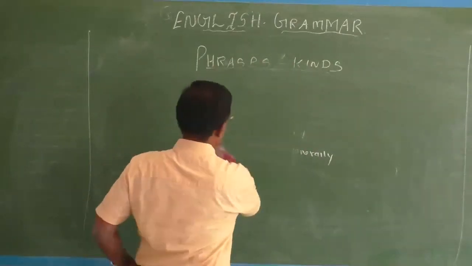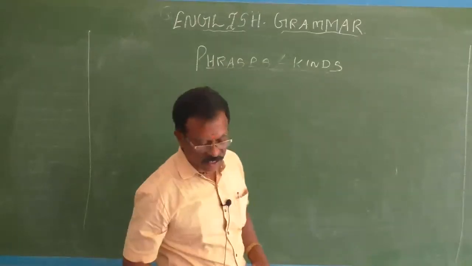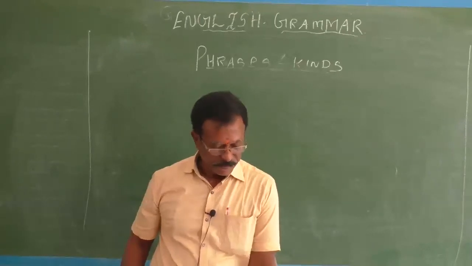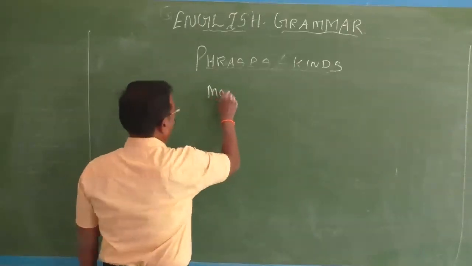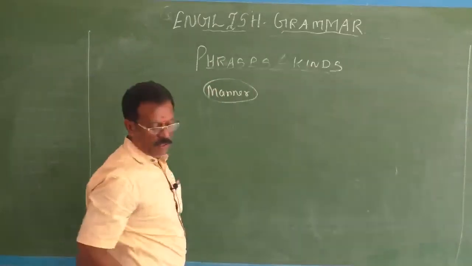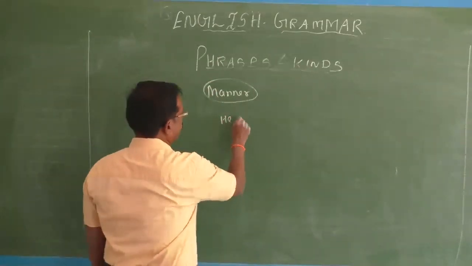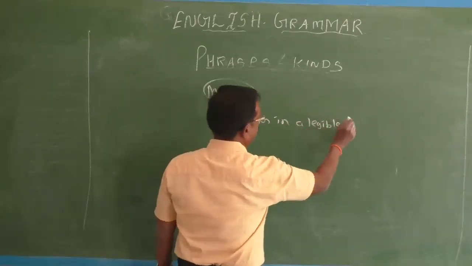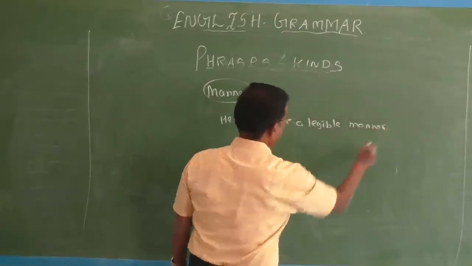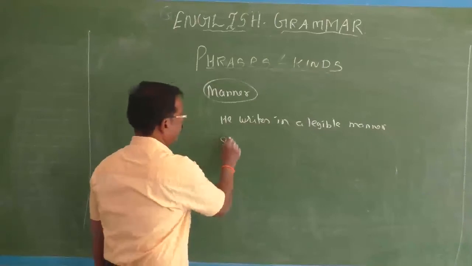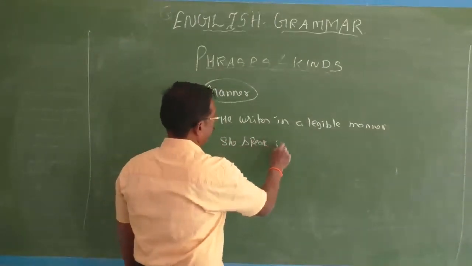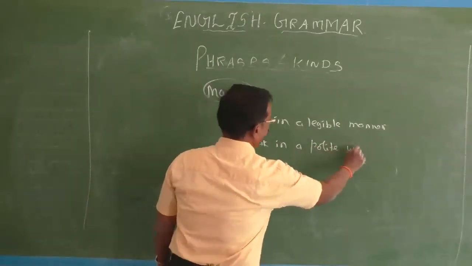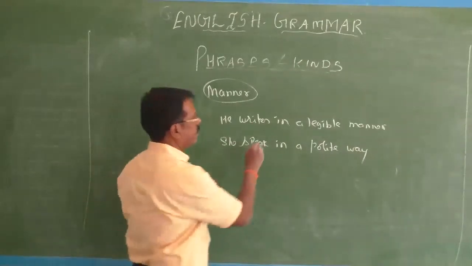Now I will give you adverbial phrases. What do you mean by adverb phrase? An adverb phrase is a group of words that function as an adverb. See, for manner, adverb of manner, I will give you two examples. He writes in a legible manner. She speaks in a polite way. See, now you just go through these two example sentences, children.